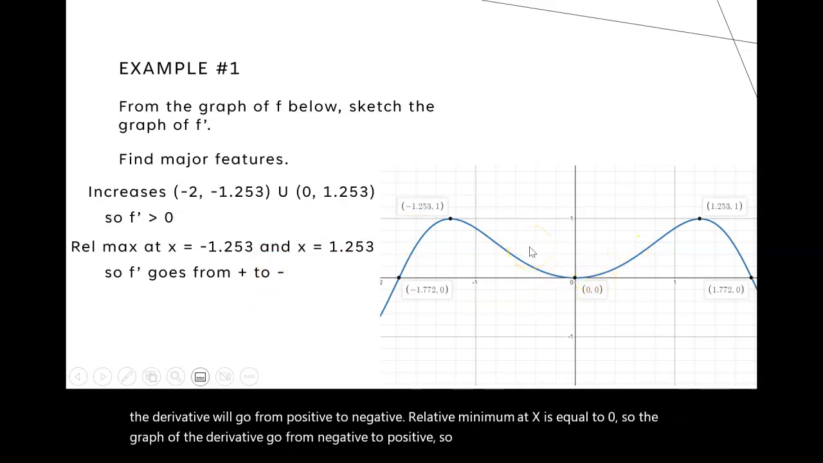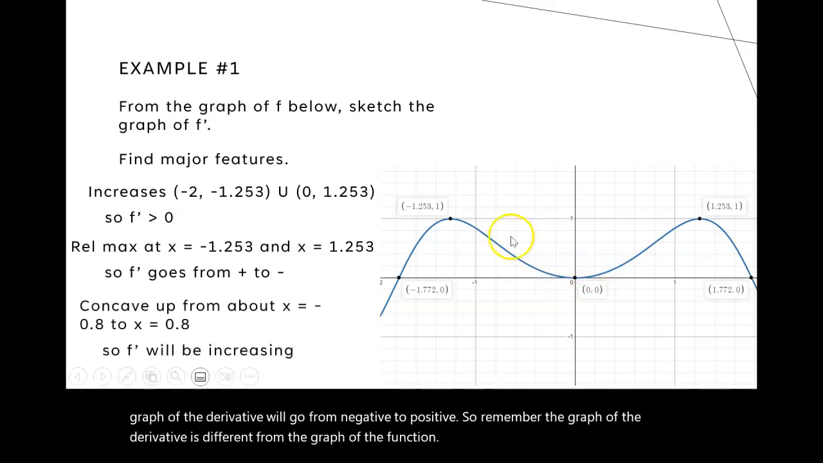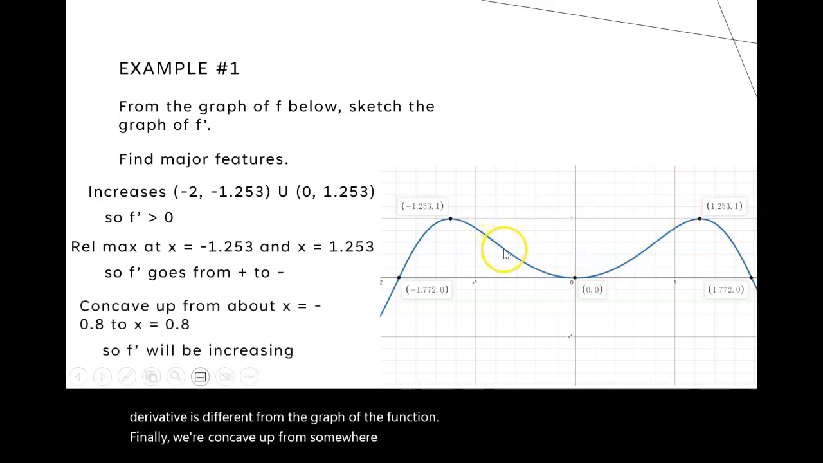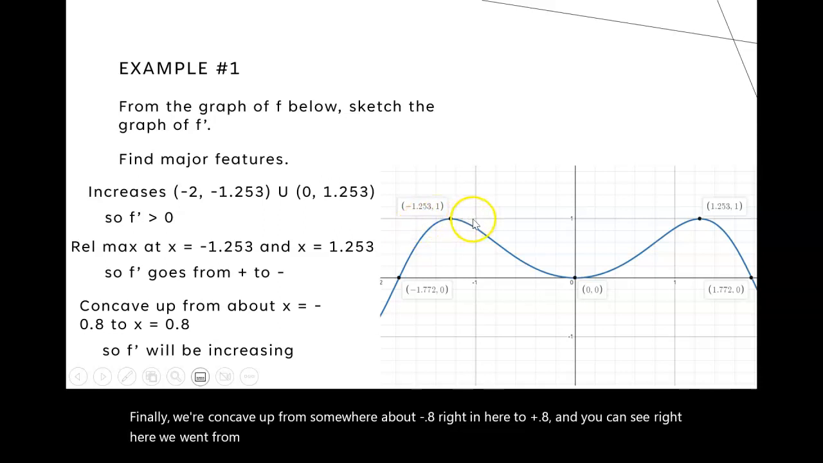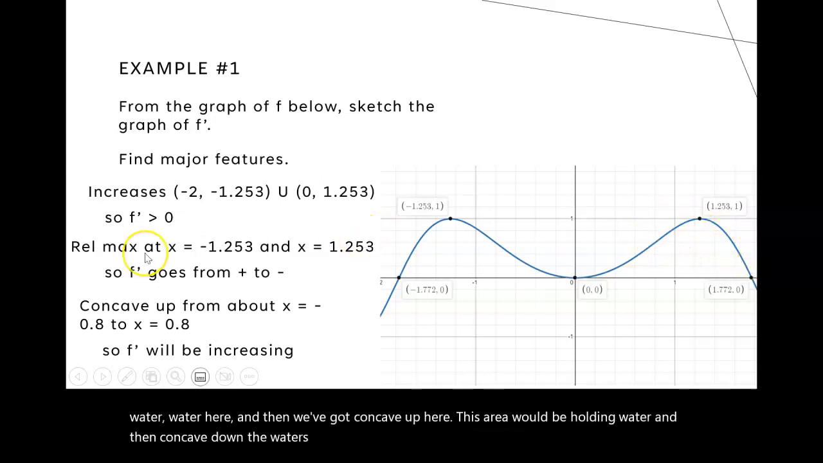So remember, the graph of the derivative is different from the graph of the function. Finally, we're concave up from about negative 0.8 right in here to positive 0.8. And you can see right here we went from concave down, like a frown. You can imagine that you're dropping water here. Then we've got concave up here. This area would be holding water. And then concave down, the water's falling out.